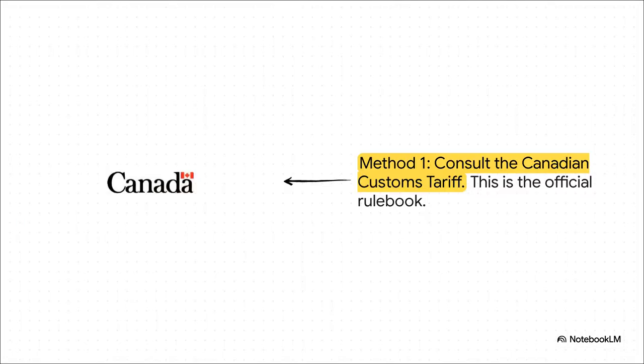Method 1. Go straight to the source. Your first stop should pretty much always be the Canadian Customs Tariff. You can find it right on the Canada.ca website. This is the official rulebook. It has every single classification number. I'll be honest, it can be a bit dense, but it is the ultimate source of truth.